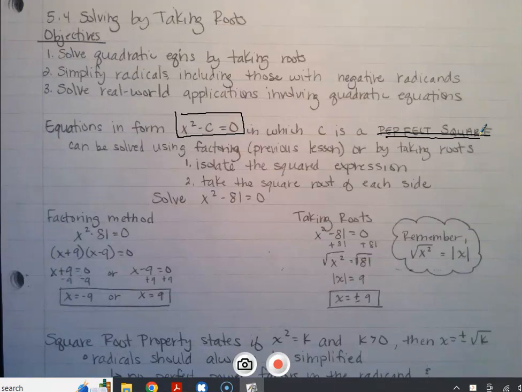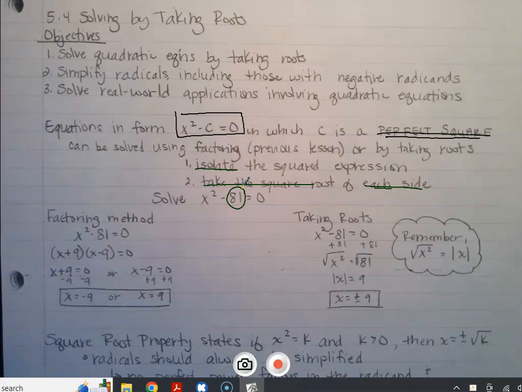The way we do this is we isolate the squared expression. What's isolate mean? Get it by itself, and then we're going to take the square root of each side. So an example would be x squared minus 81 equals 0. 81 is a perfect square, where c is the perfect square.